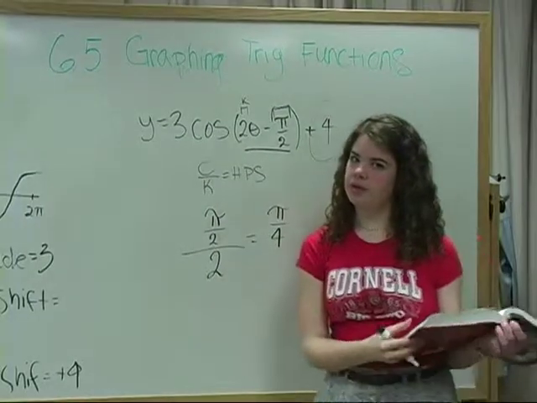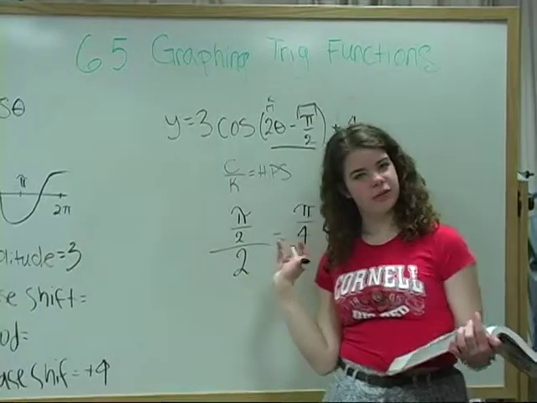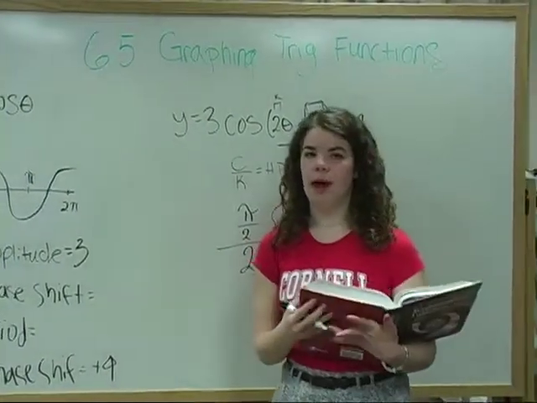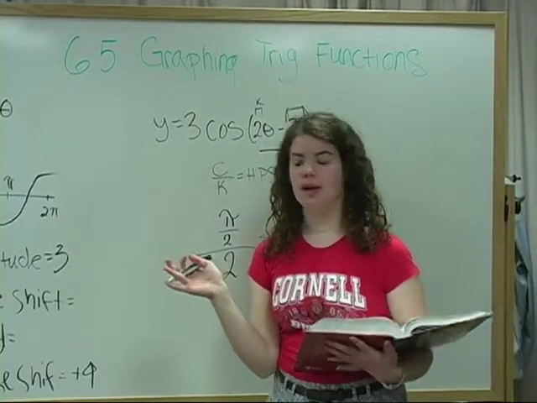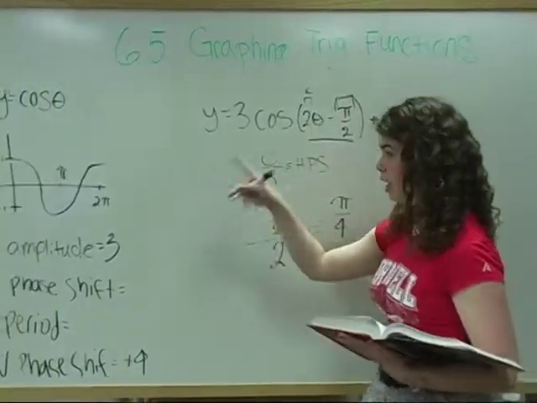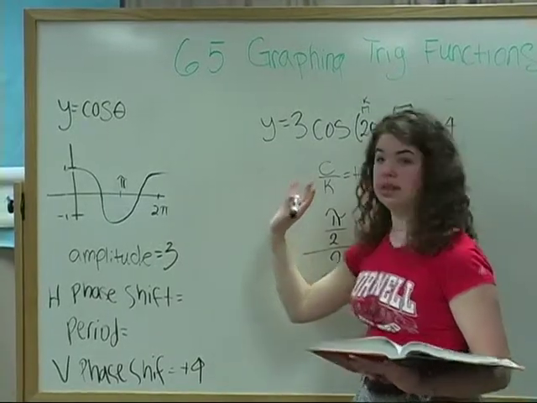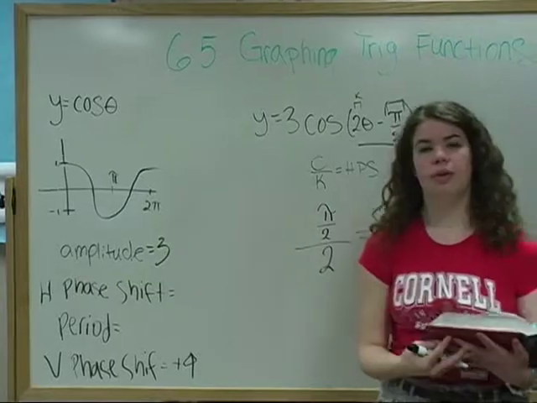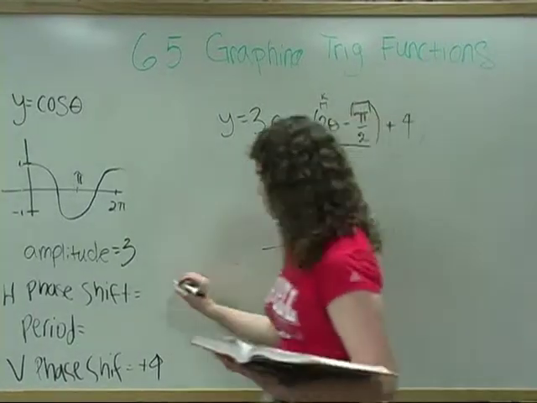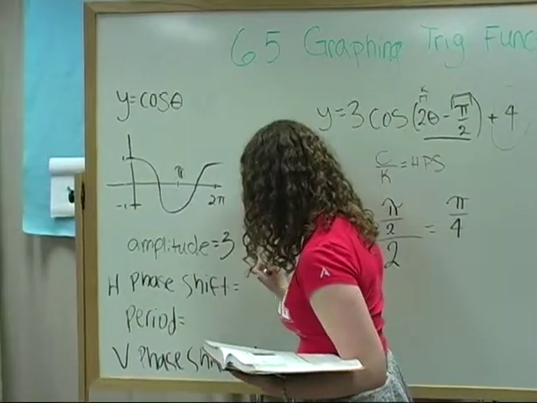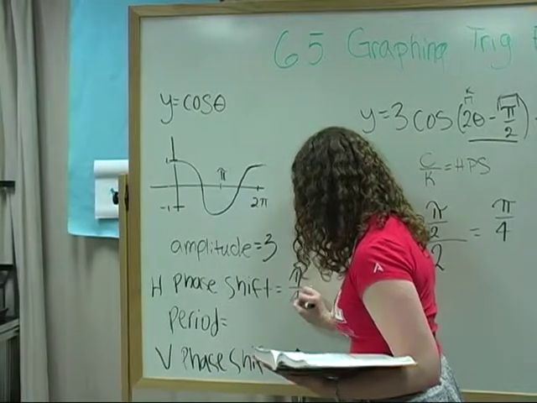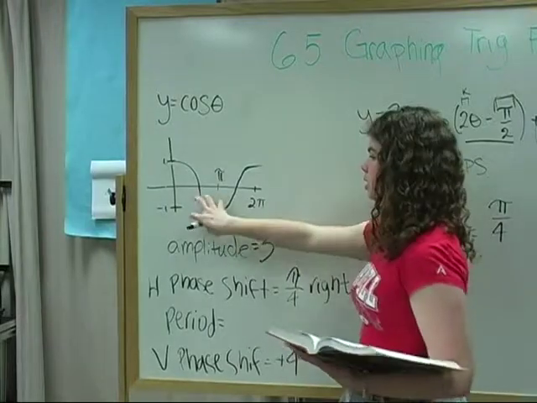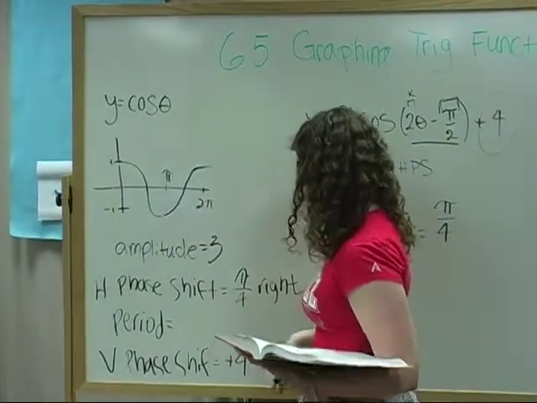So how far are we moving, left or right? We're moving pi over 4 units. Now, since it's a minus inside, if you remember from the PowerPoint, we're going to be moving to the right. Whenever it's a subtract, you move to the right, and whenever it's an add, you move to the left. So how far do we move? Pi over 4 to the right. So we're going to write that under our vocab over here: pi over 4 to right. That means this curve is going to shift that way.